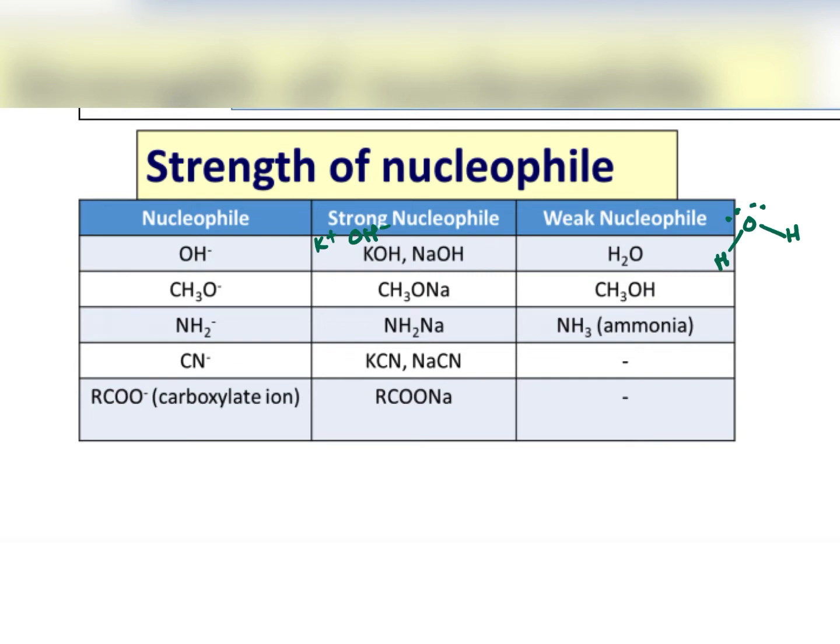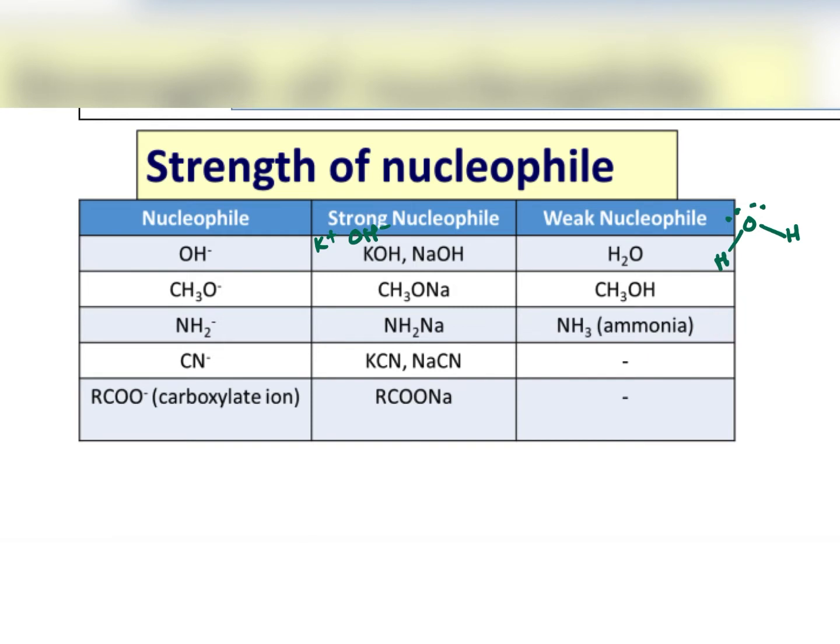Next kita tengok NH2 minus ion. So if it is attached to sodium, then we call it as strong nucleophile. Tapi kalau NH3 begini, ada lone pair, so it is weak nucleophile. Okay, without metal.